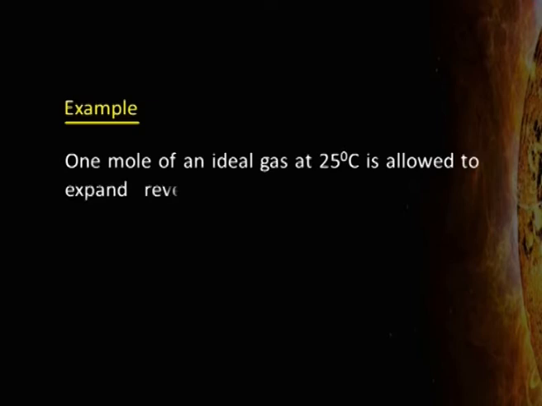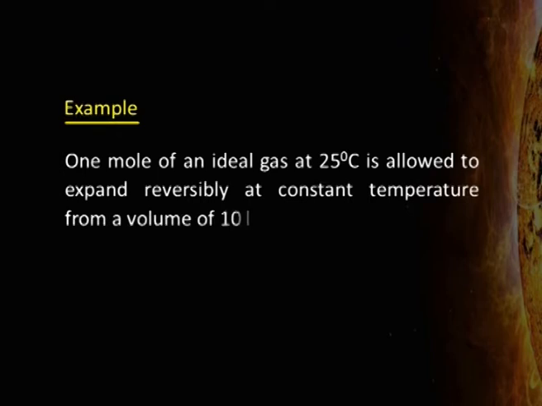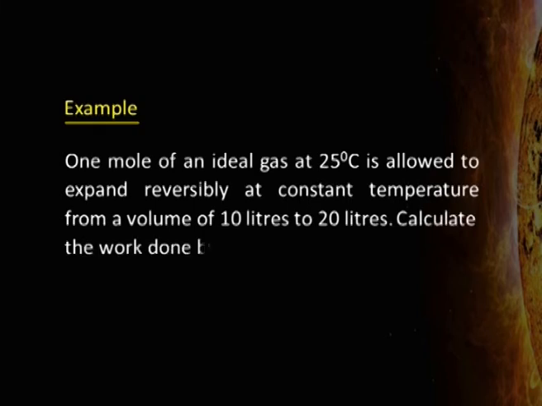There is another example to practice isothermal reversible expansion. 1 mole of an ideal gas at 25 degrees Celsius is allowed to expand reversibly at constant temperature from a volume of 10 liters to 20 liters. Calculate the work done by the gas in joules and in calories.